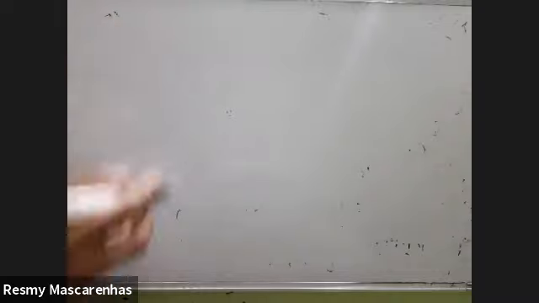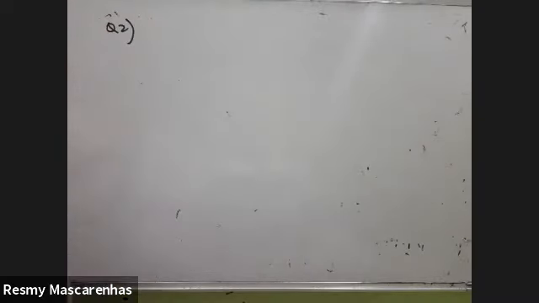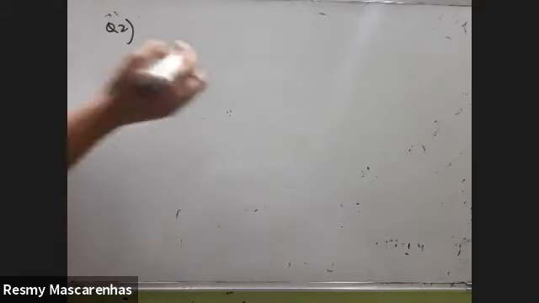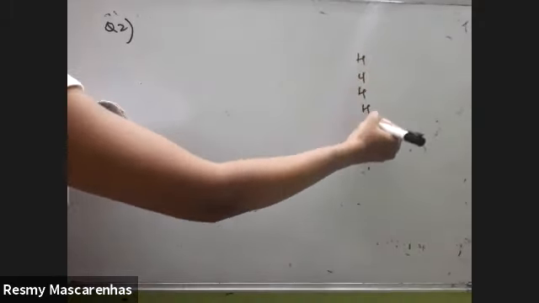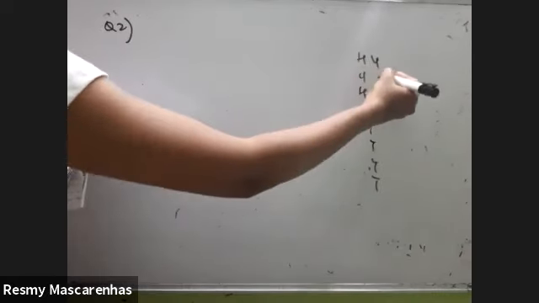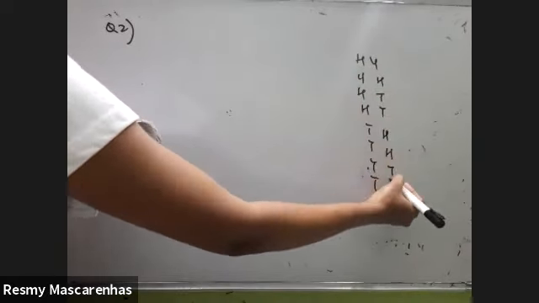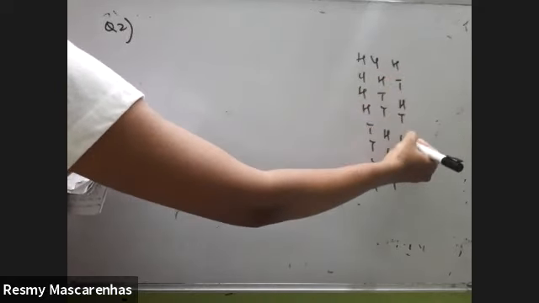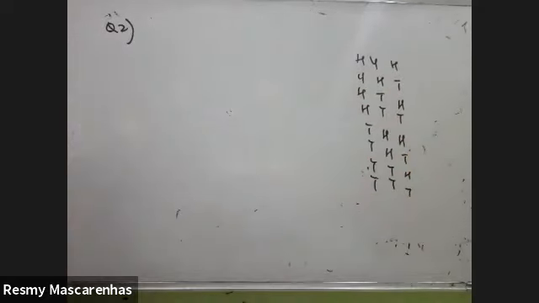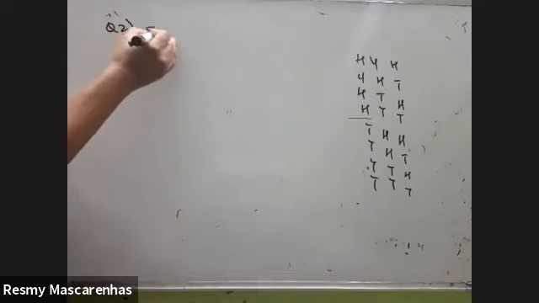Now question 2. A coin is tossed 3 times. So 3 times means how many events will be there? 8. 3 coins, that one. So I told you how to quickly frame it. Head, head, head, head, head, tail, like this. Then head, tail, head, tail. Quickly you have to do this at the side. And then write the sample space.